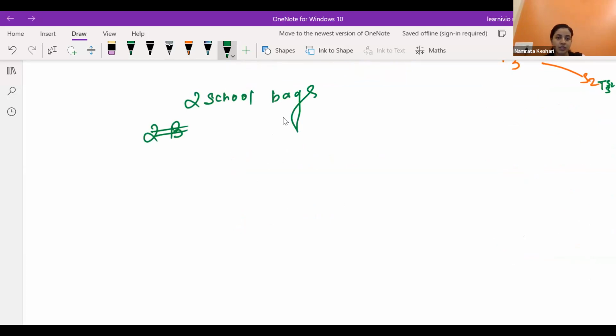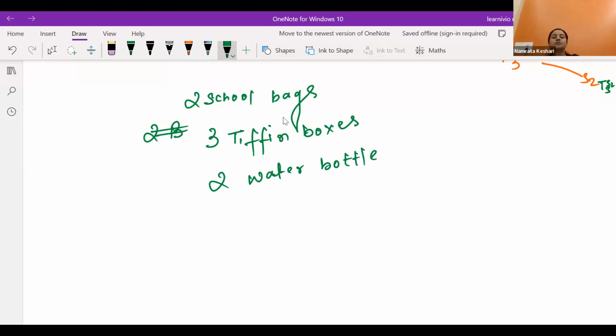Then three tiffin boxes you are having. Okay, you are having two school bags, three tiffin boxes, and two water bottles. Now, with the help of this many different varieties, how many possibilities can we create, like the way we were creating before.